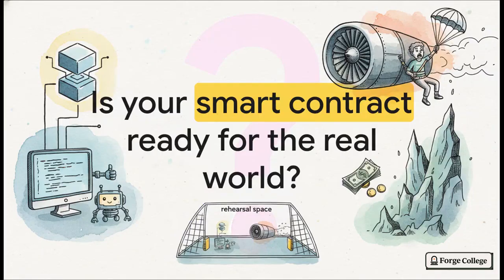Okay, let's dive into this. Picture this. You've written your smart contract, the compiler is perfectly happy, and honestly, you're feeling like an absolute genius. But is it actually ready for the real world? Look, deploying straight to mainnet right out of the gate is basically like testing a brand new jet engine while you're mid-flight. It's expensive, it's highly risky, and frankly, it's terrifying. What we desperately need here is a structured rehearsal space.